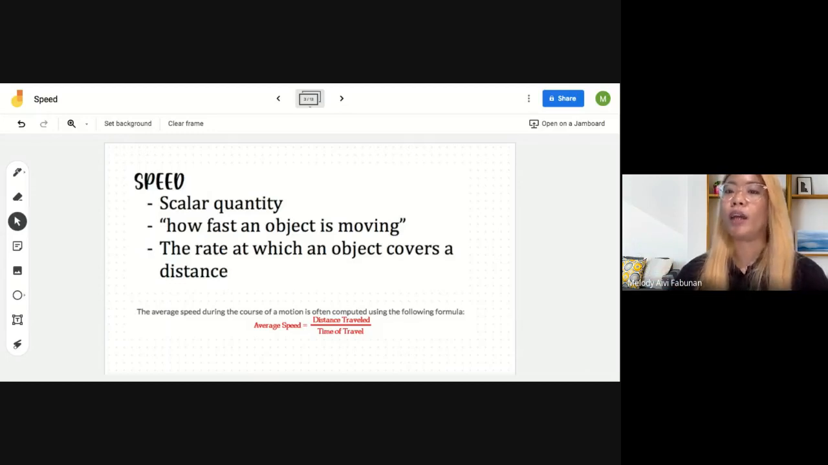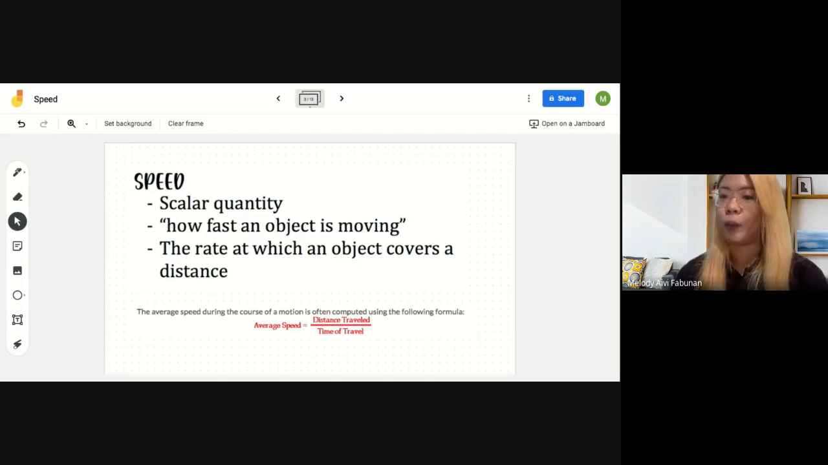Later on, when we start computing, please make sure that you include the unit in your answers. Not just the numbers, because it is not considered a scalar quantity if you only write a number.